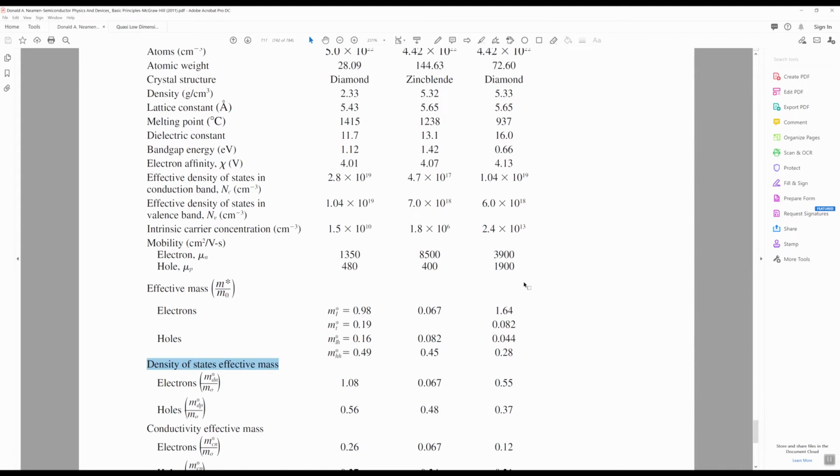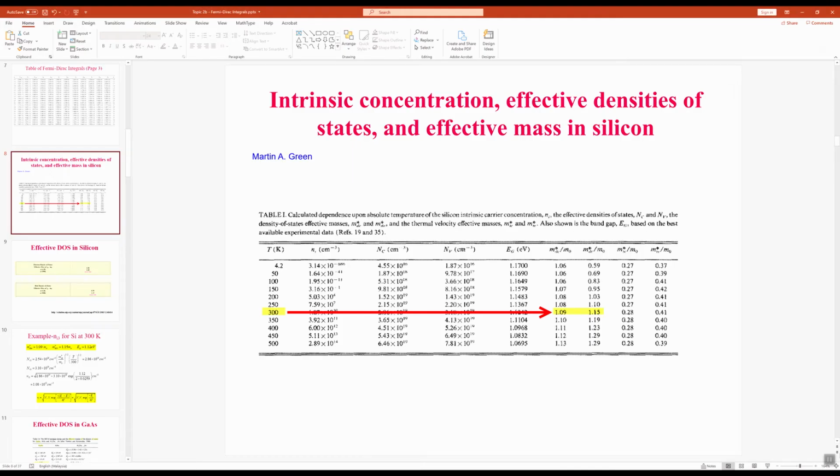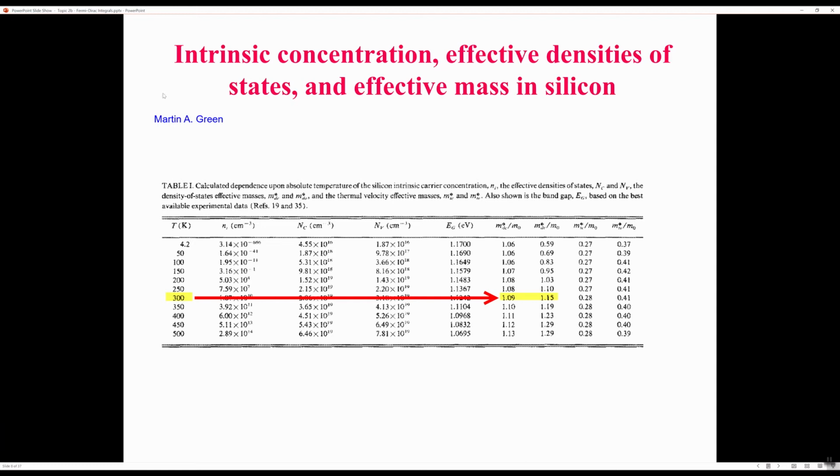Getting back to your lecture note, let me see, this is the one here. Let me maximize it. This is the table: intrinsic concentration, effective densities of states, and effective mass in silicon. So for silicon, depending on the temperature, at 300 you get your Ni, Nc, and Nv values. This is based on 300. These are the values that you have to use.